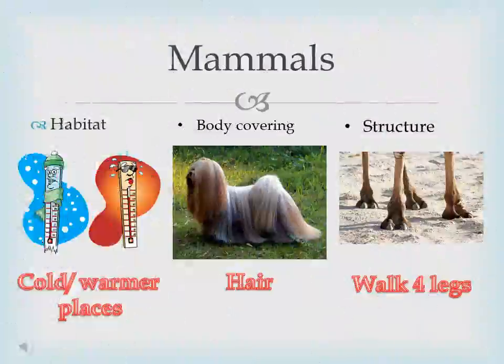Okay, so the first group is the group of mammals. To recognize a mammal animal, I have to know the place where they live, that is, their habitat. So these kind of animals can live in cold or warmer places. Another point is the way their body is covered. So in this case, they have hair. When we talk about the structure of mammal animals, we have to say that they walk on four legs.